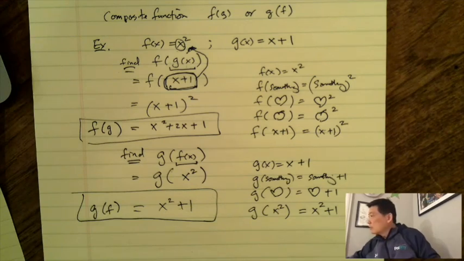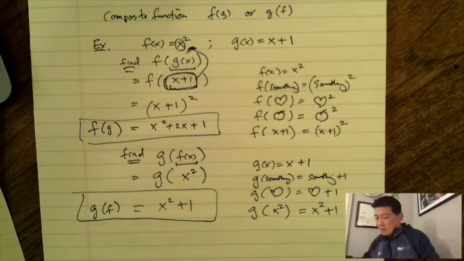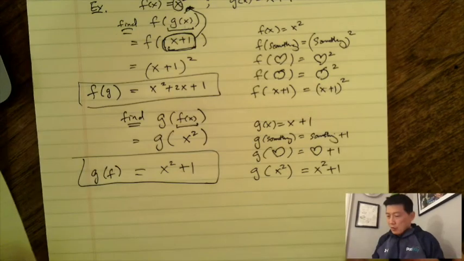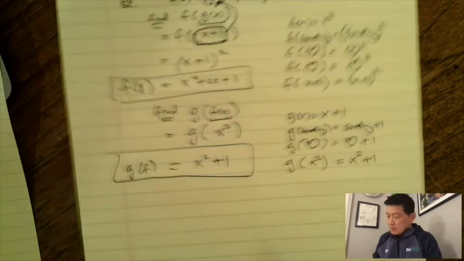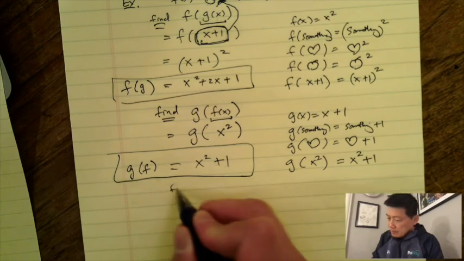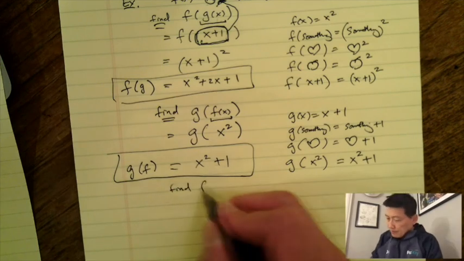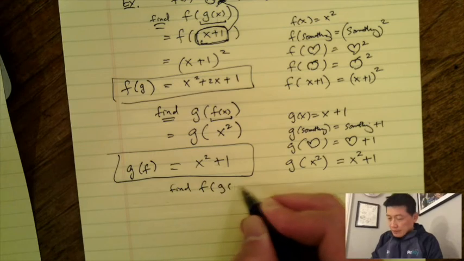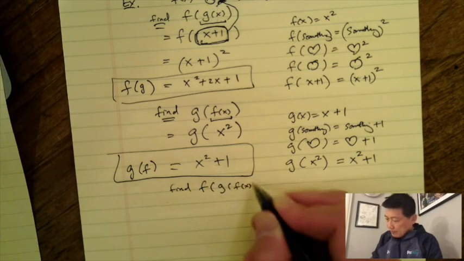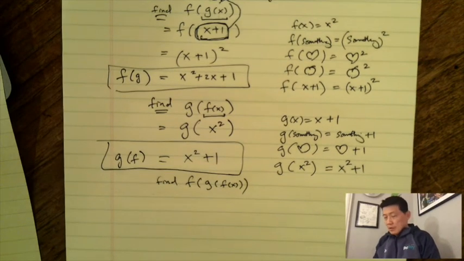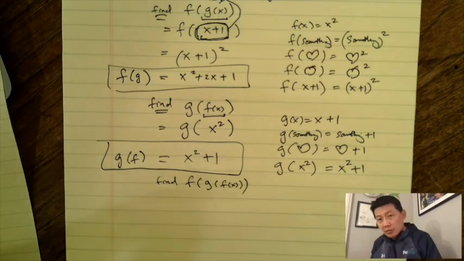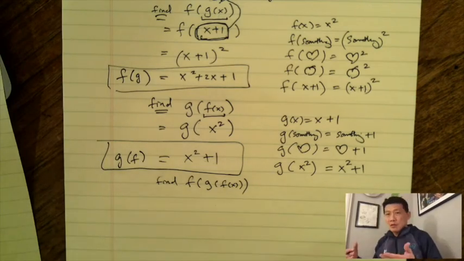Now, let me try another one with you and make it slightly more complicated. What if you have, let's find f of g of f of x. That's a little complicated, isn't it? But that's okay, no worry. Again, let the process lead you to the answer. You may not be able to see the answer right away, but no fear. Let the process lead you to the right answer.